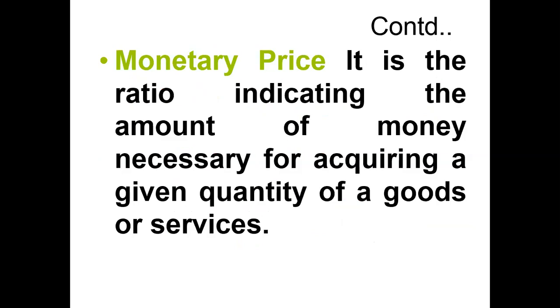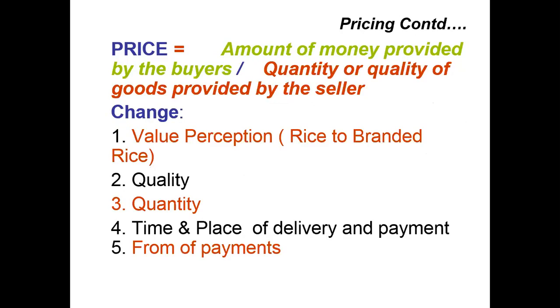The third aspect is the monetary price. Whenever we have to pay price, we have to pay it in terms of money only. So it is the ratio that indicates the amount of money necessary for acquiring a given quality and quantity of goods or services. So it has now become a mathematical equation. Monetary price is basically price equals the amount of money provided by the buyer divided by the quantity or quality of goods provided by the seller.